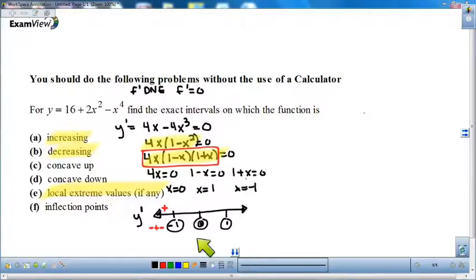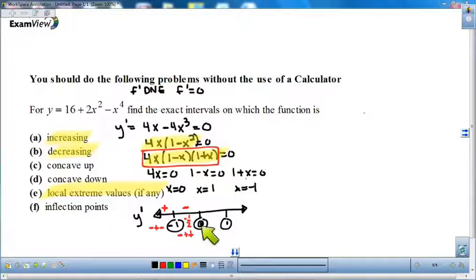A number between negative 1 and 0 would be negative 1/2. So I'm going to check negative 1/2. 4 times negative 1/2 is negative. 1 minus negative 1/2 is positive. And 1 plus negative 1/2 is positive. So this is going to be a negative interval.